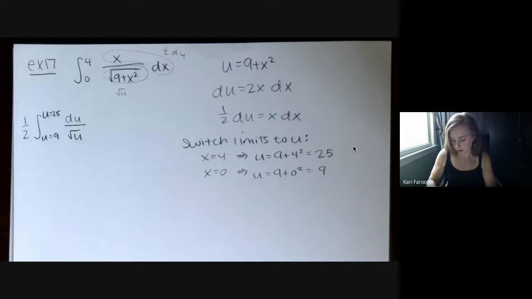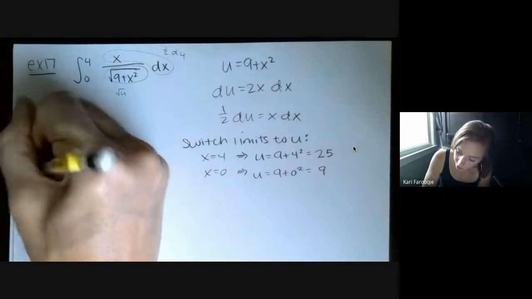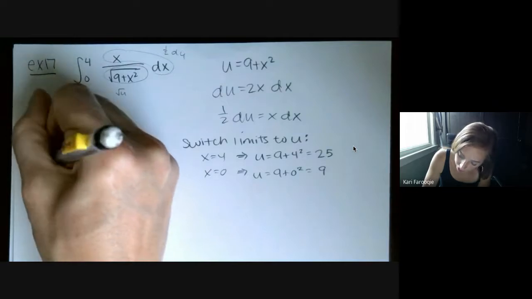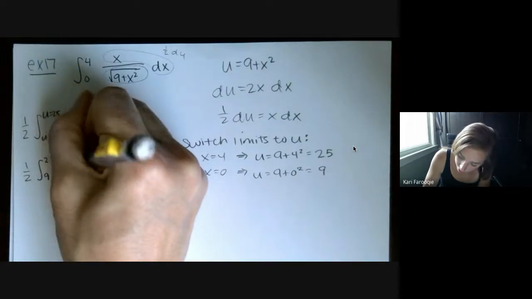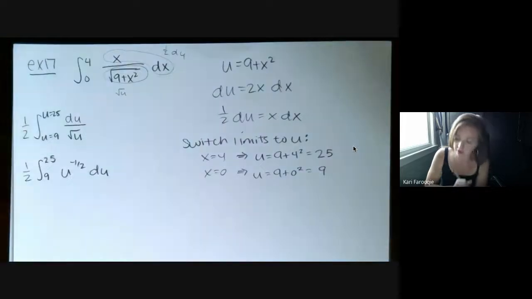And again, by switching our limits of integration, we're sort of showing a little bit more mathematical sophistication. Back substituting is a little bit more rudimentary. It's really the best explanation I have for you. So this will be 1/2 times the integral from 9 to 25 of u to the negative 1/2 du.